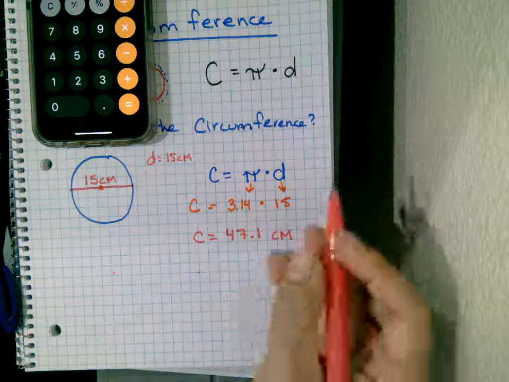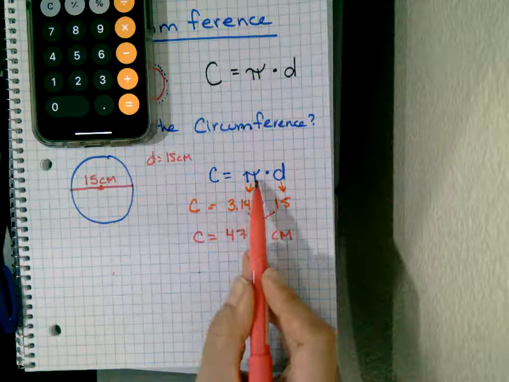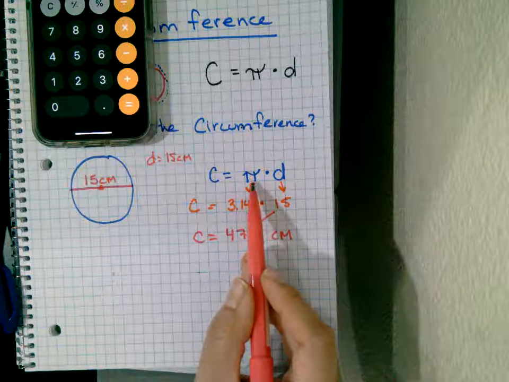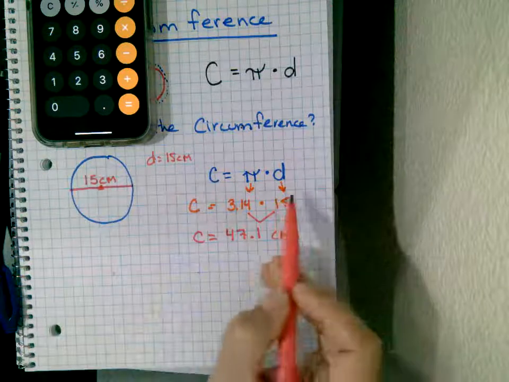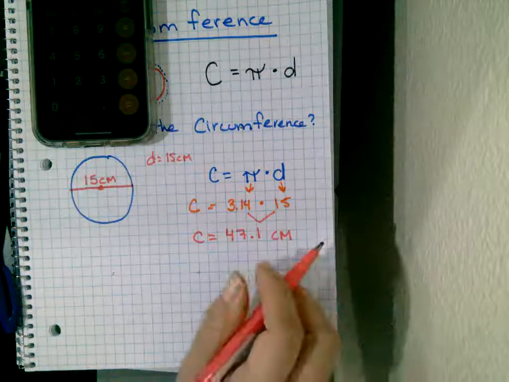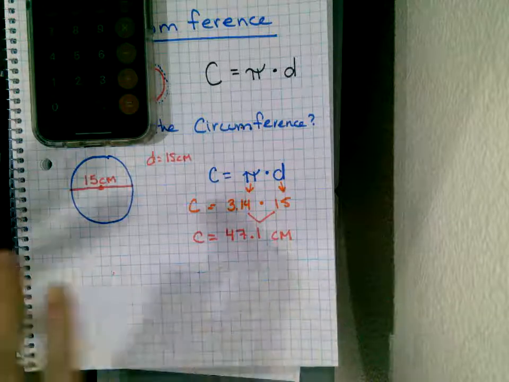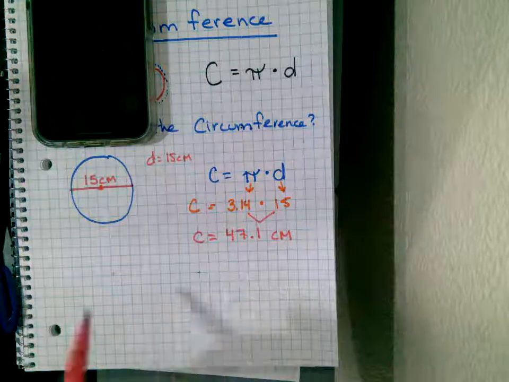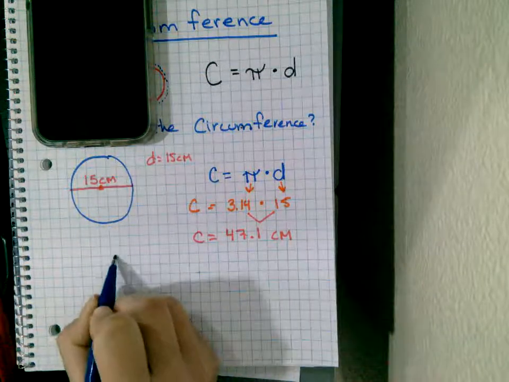How did I get that answer? I just multiplied these two numbers using my calculator. 3.14, because that's the value of pi. You're always going to use 3.14. And then whatever the diameter is of your circle, you just plug it in. Multiply them, and that's it. That's your answer. We're done. So easy. Let's try another one. So we're going to have a circle.